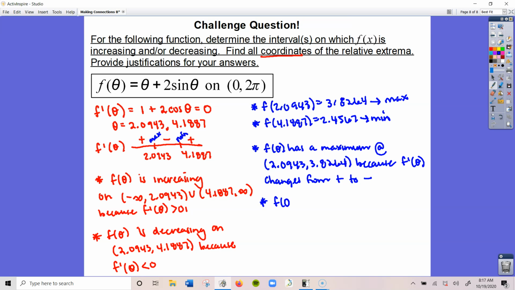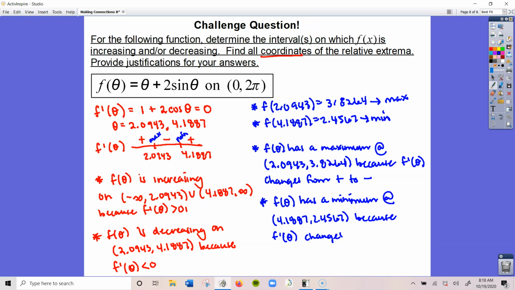And now we do the same thing for the minimum. f of theta has a minimum at 4.1887, 2.4567, because f prime of theta changes from negative to positive. And this is how derivatives and their functions are related and how we can get information based on both.